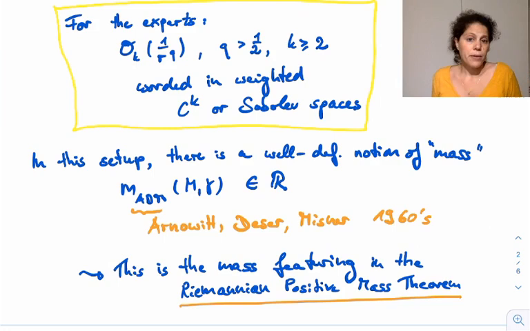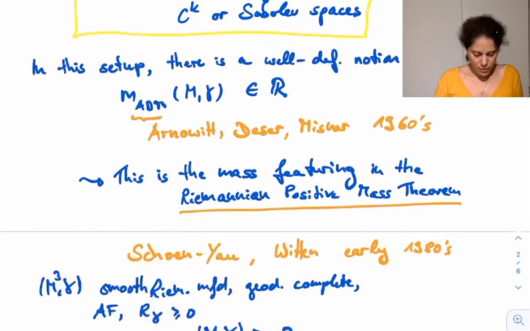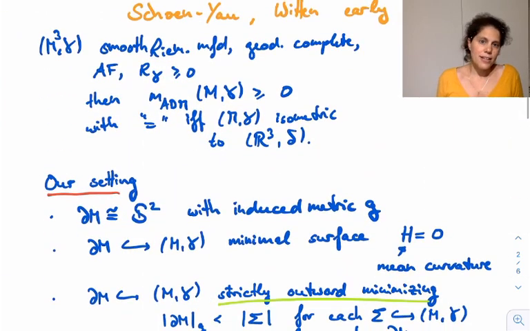And in this setup, there's a well-defined notion of mass, that's a physical name, which is a real number associated with this manifold (M, gamma), which is called the ADM mass, where A, D, and M stand for Arnowitt, Deser, and Misner, a notion from the 1960s, about which we by now know many things. And the most famous thing maybe that we know about this mass is that it is the mass featuring in the Riemannian positive mass theorem that was proved by Schoen and Yau and by Witten in the early 1980s.